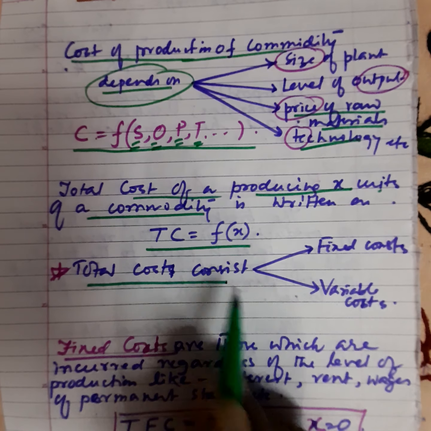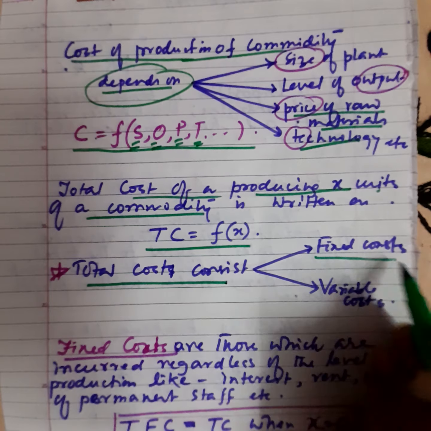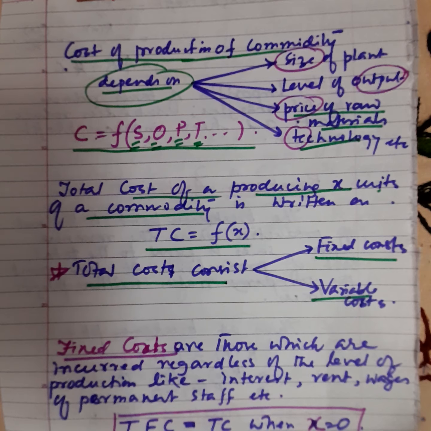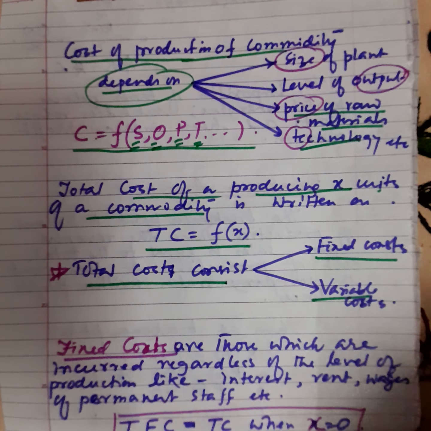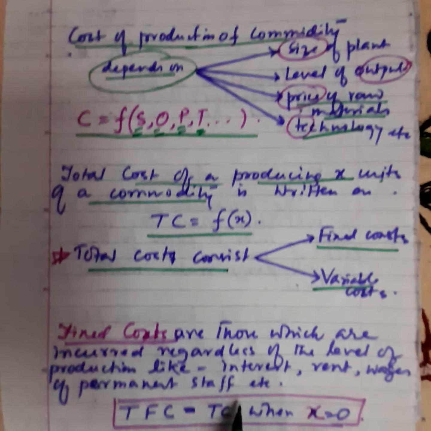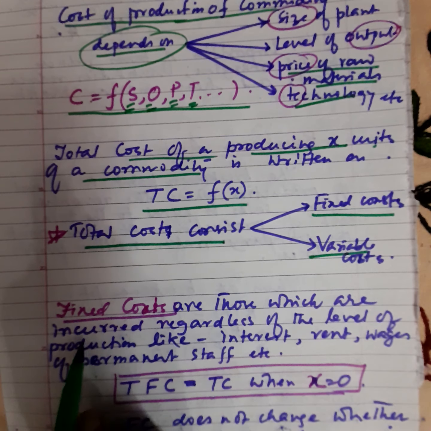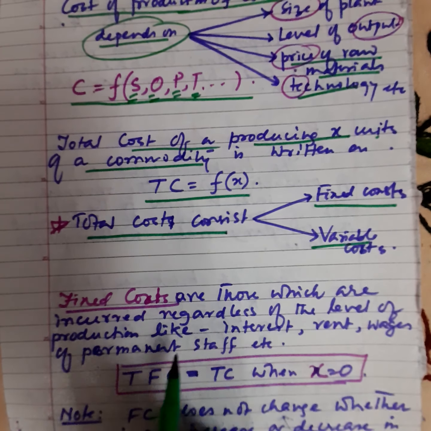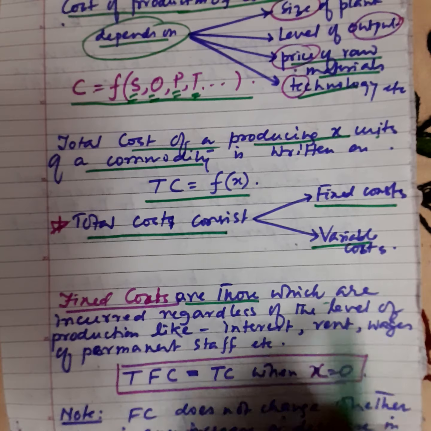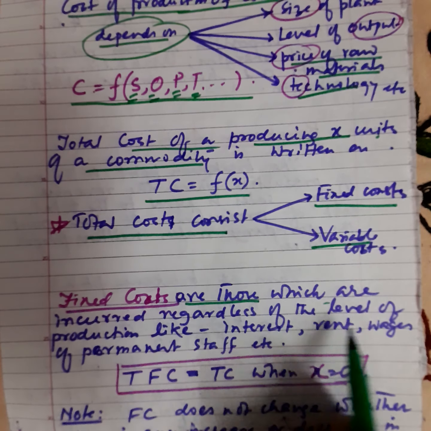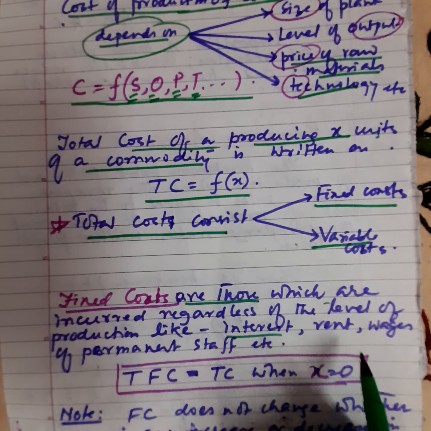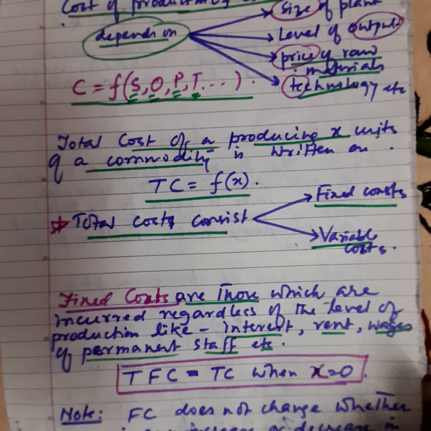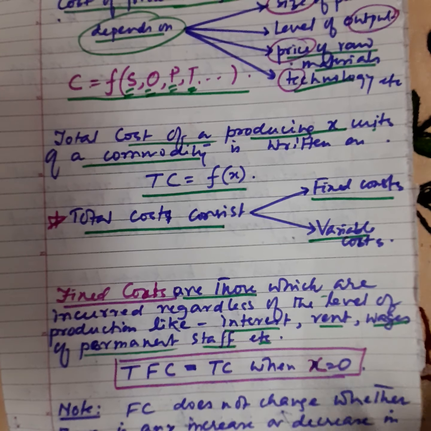Total cost consists of two parts: one is fixed cost and the other is variable cost. And what is fixed cost? Fixed costs are those which are incurred regardless of the level of production, like interest, rent, wages of permanent staff, etc. These are called fixed costs. These are fixed, we cannot change them.